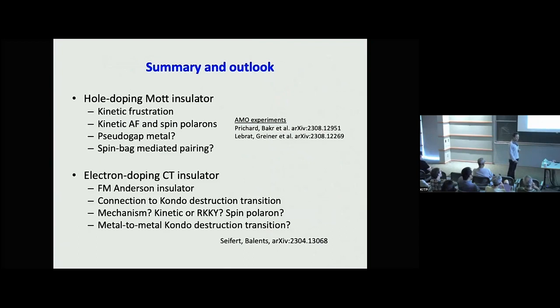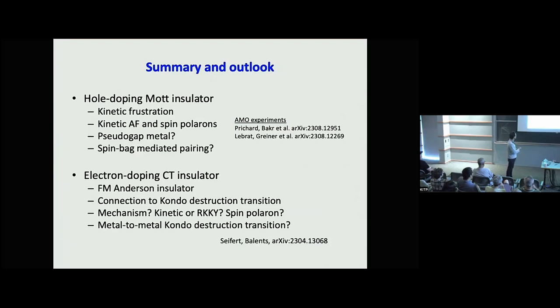So this is a summary and outlook. I hope to convince you that for hole-doped Mott insulators on the triangular lattice, we observe spin-polaron and kinetic antiferromagnetism. Actually, there are recent AMO experiments also, measuring the spin correlation function.